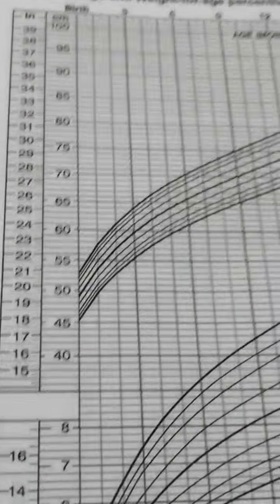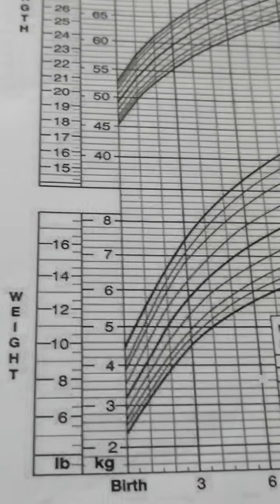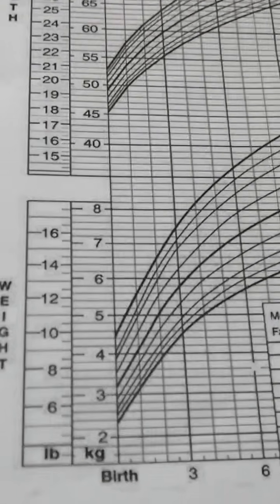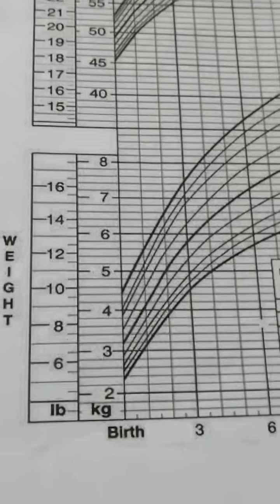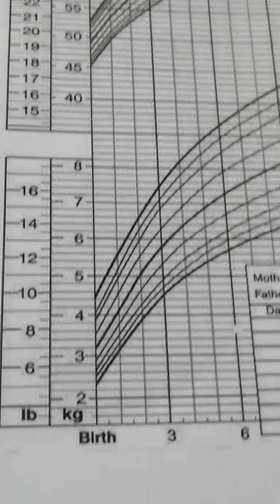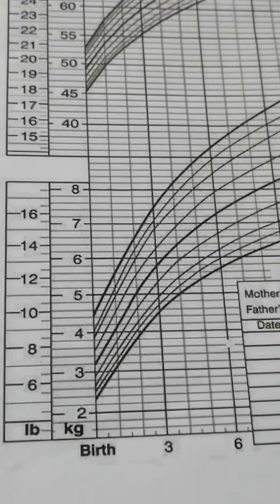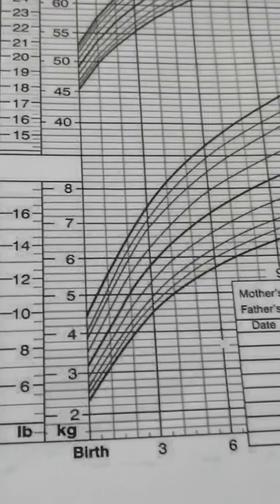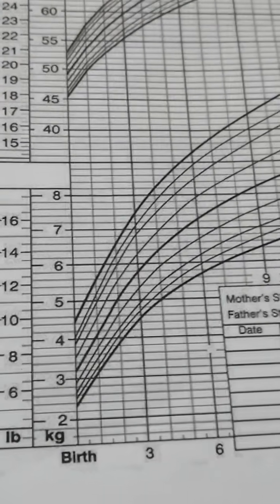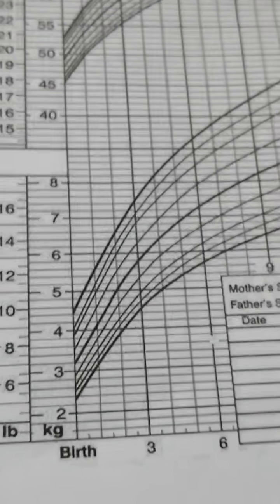When you look at the weight, it is in pounds and kilograms. Pounds, remember, is the unit of measurement of mass or weight from the imperial system, and kilograms is a unit of measurement from the metric system.